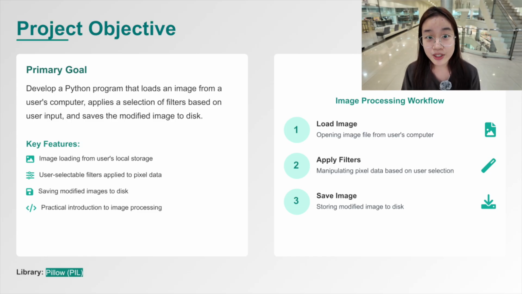Next is the image processing workflow. The very first step of this Python program is accepting an input, which is an image from the user. The second one is when the user keys a specific letter, it corresponds to a filter which will be applied to the image. And the third part is to save the modified image to the hard disk.